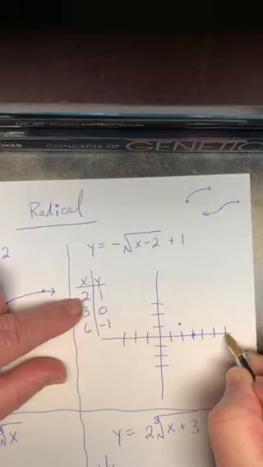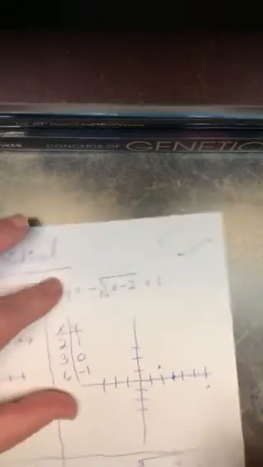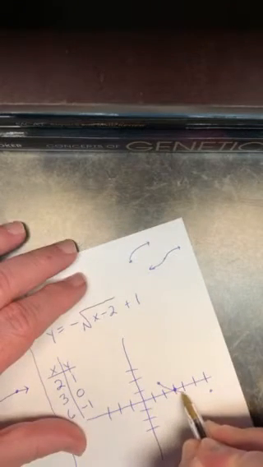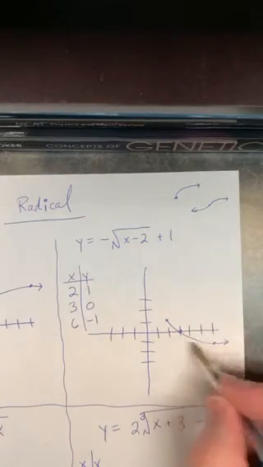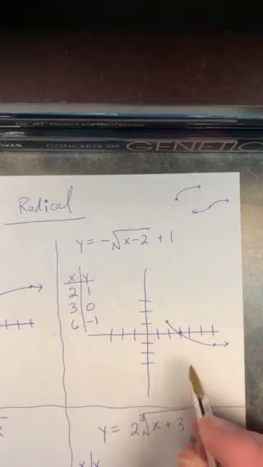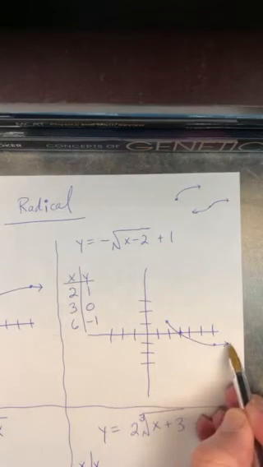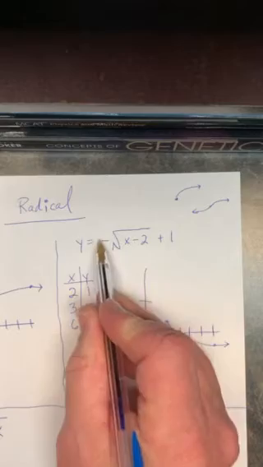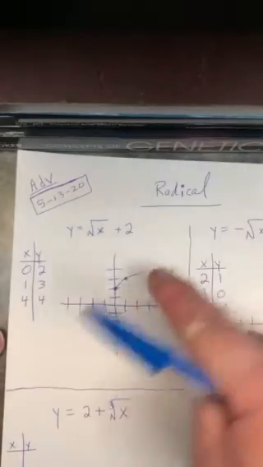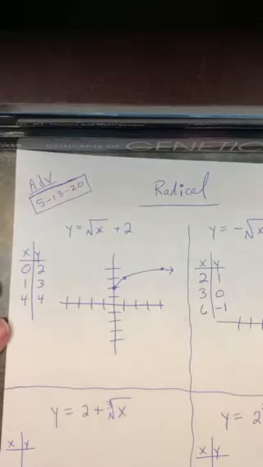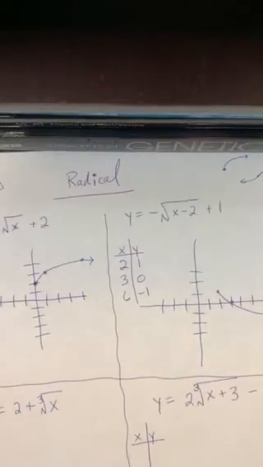3, 0 is there. Right 6, down 1 is there, and I end up still making a curve that looks like half of a sideways parabola, right? That kind of looks like a parabola that's sideways, but it's the bottom half. Oh, because there was a negative in front of there, giving you the bottom half instead of the top half like that. Okay? All right.